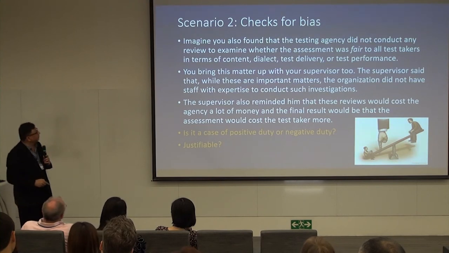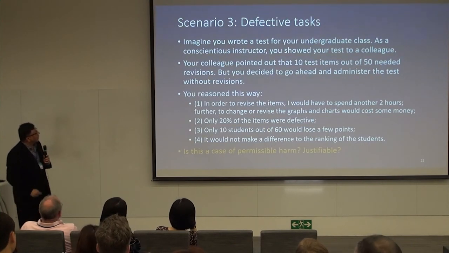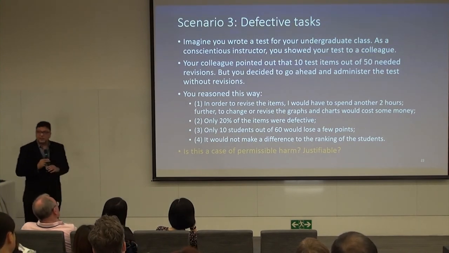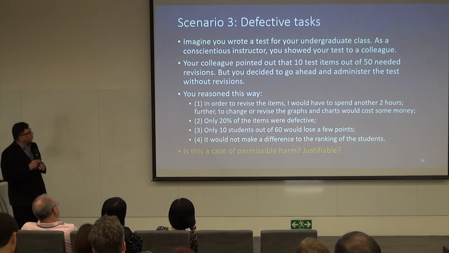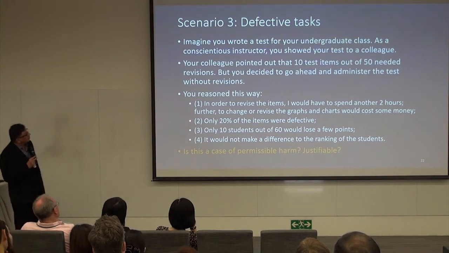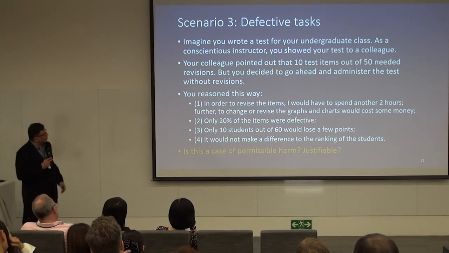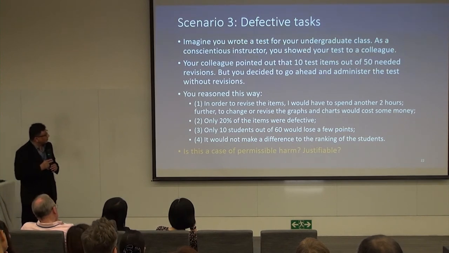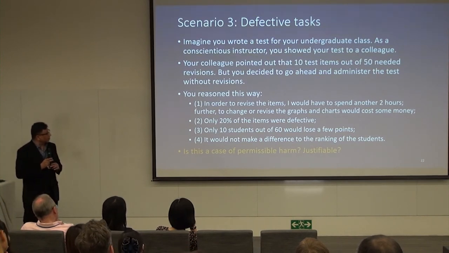But let me continue. Okay, imagine you wrote a test for your undergraduate class. As a conscientious instructor, you showed your test to a colleague. Your colleague pointed out that 10 items out of 50 needed revision. But you decided to go ahead and administer the test without revision. You reasoned this way. In order to revise the items, I would have to spend another 2 hours.